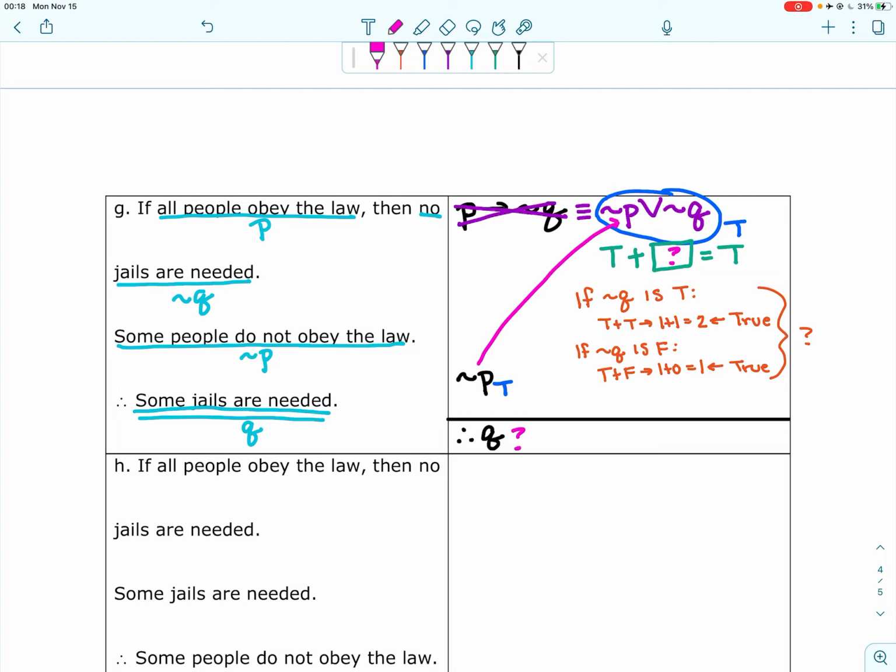If I can't determine not Q, then I can't determine Q. And I'm left with an invalid argument.